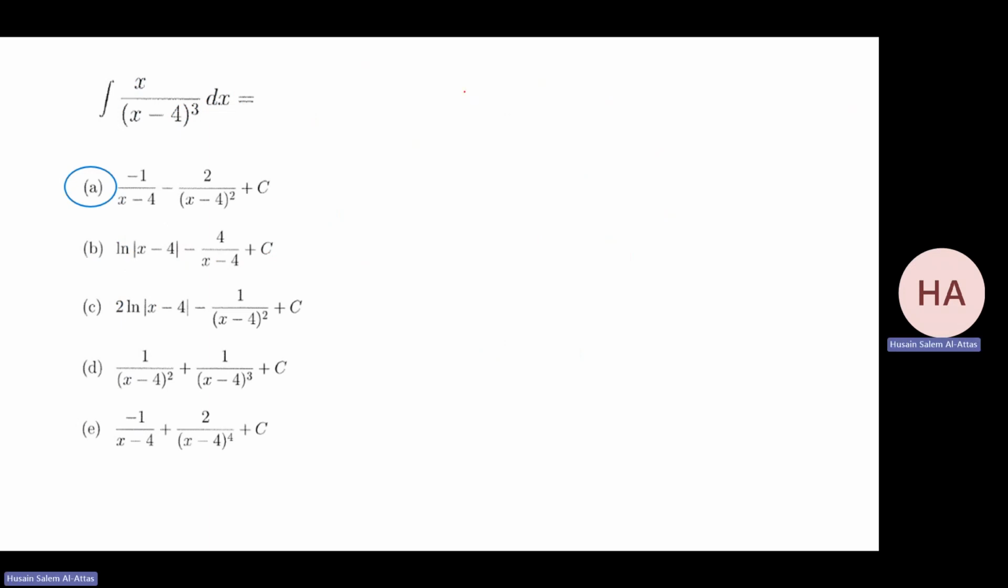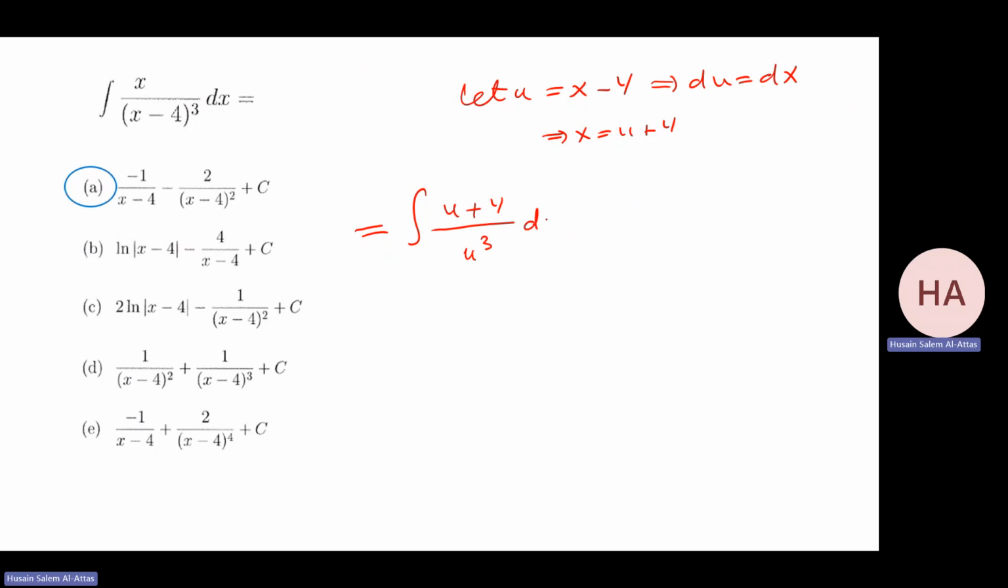Now I will let u equal x minus 4. What will happen to du? Du equals dx. Don't forget also x is u plus 4. So this one is u plus 4 over u cubed du.